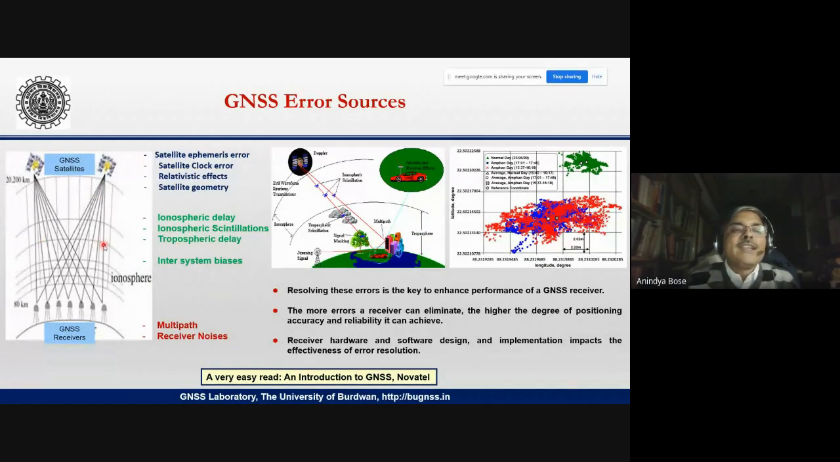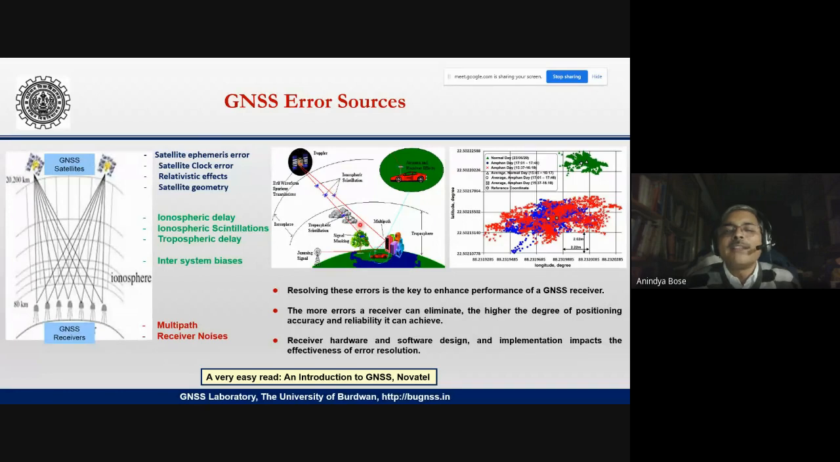And also, in the case of the troposphere, which contains mostly water vapor, that also has some effect on the GNSS signal. So one type of error, second type of error, and the third type of error is called multipath. And the receiver is a hardware system, so it has its own noises. So here comes the signal. So you can see the atmospheric effect.